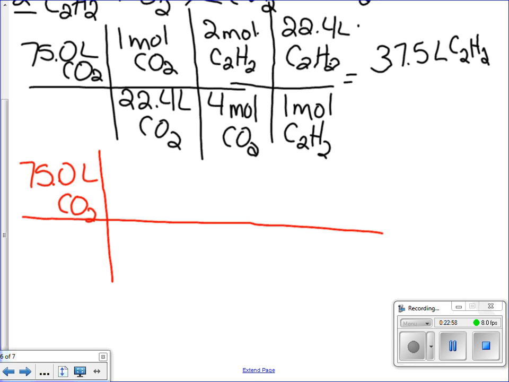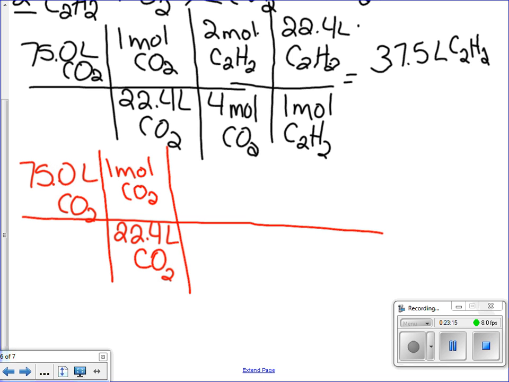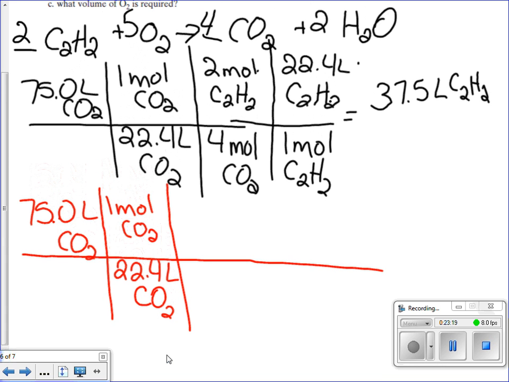Right, since we have liters, the only conversion we know about liters is 22.4 liters is equal to 1 mole. So I'm going to put 22.4 liters on the bottom so it'll cancel out, and I'm going to put 1 mole on top. Since I now have my answer in moles, I'm going to go back to my balanced equation and do a mole ratio.